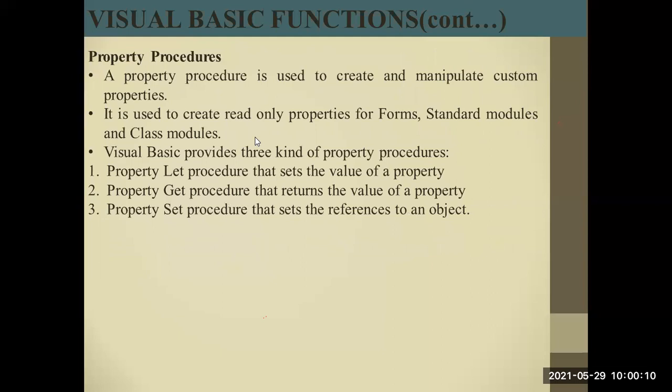So let us discuss some of the properties of the last type of procedure, which is called a property procedure. The general procedures are your Sub procedure, event procedure, function procedure and property procedure. So the last type of procedure we are going to discuss is the property procedure. A property procedure is used to create and manipulate a custom property.